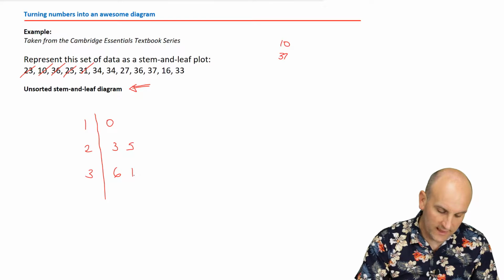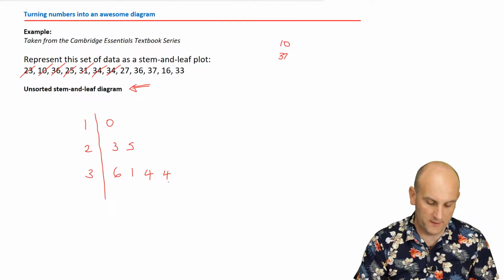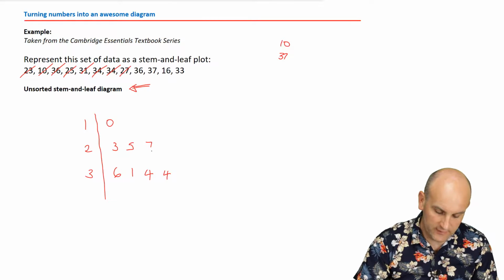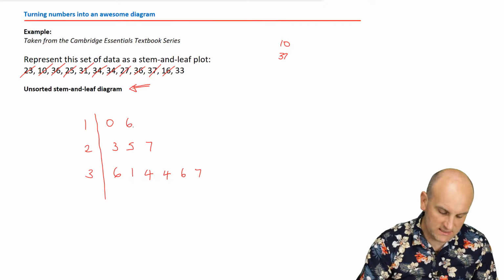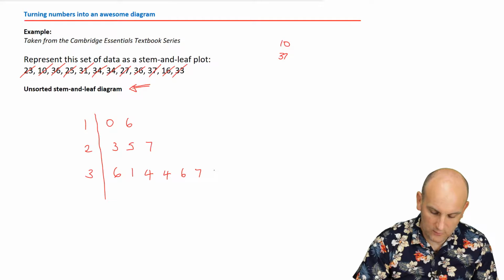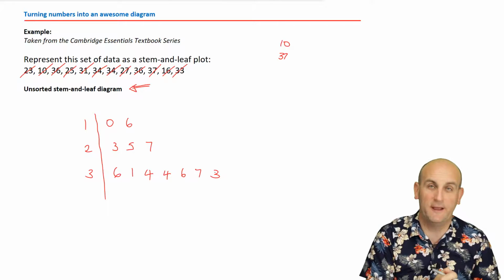31 goes there. 34 goes there. 34, oh, we got two 34s. Whoop, whoop. 27 goes there. 36 goes there. 37 goes there. 16, we put a 6 there. And 33, we put a 3 there. And ladies and gentlemen, there is my stem and leaf diagram.